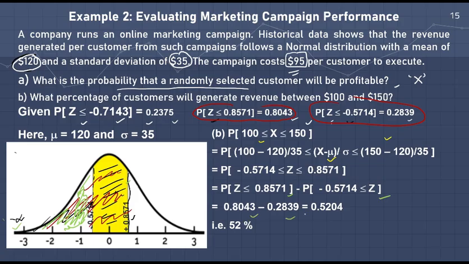So this is the value and this is the value. Accordingly I get 0.5204. So this area is equal to 52%. If you express it as a percentage, otherwise the probability is 0.5204. But since they have asked us to compute the percentage, just multiply by 100: 52.04%, approximately 52%.